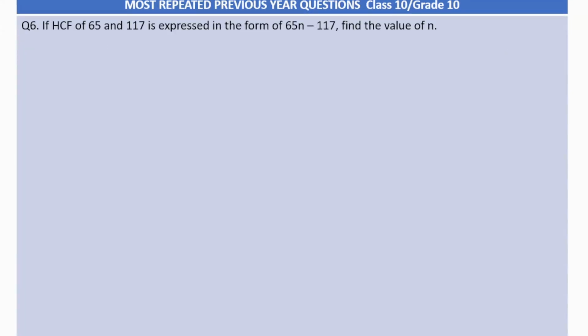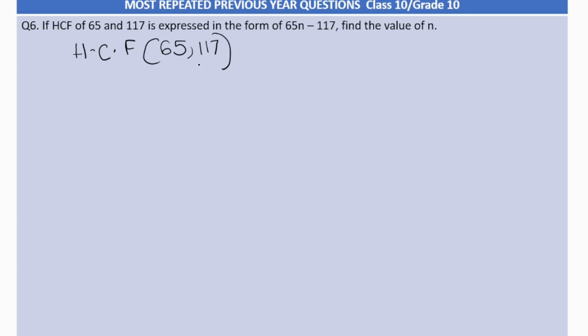Let's start with the question from HCF. If the HCF of 65 and 117 is expressed in the form of 65n minus 117, find the value of n. Now this is a very simple question, but this is a question that is most often repeated in the grade 10 exams. So please be careful, please solve this kind of question so that you can confidently do this without making any mistakes in the exams.